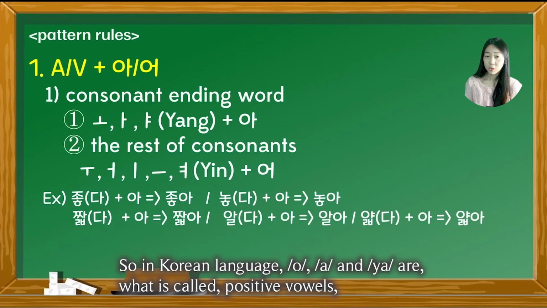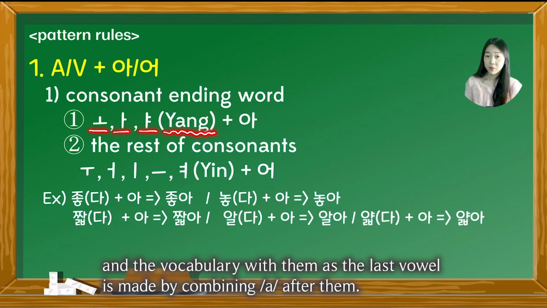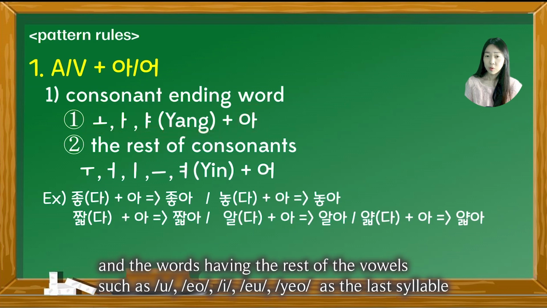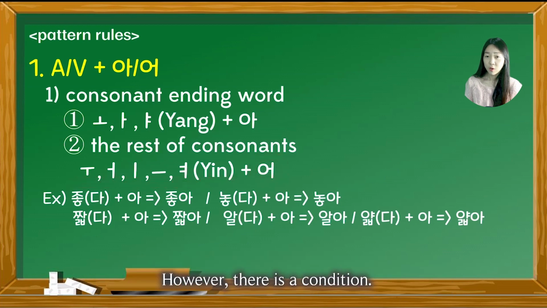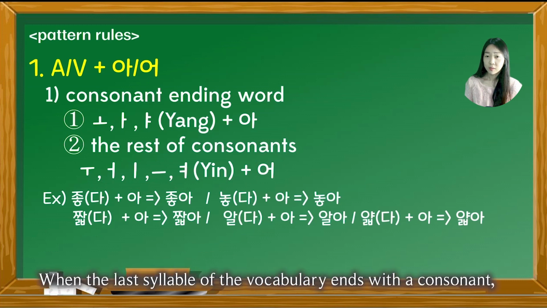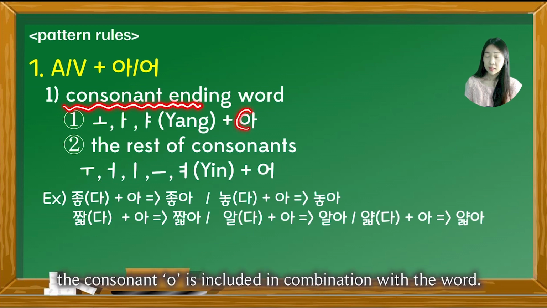So in Korean language, 오, 아, and 야 are what is called positive vowels, and the vocabulary with them as the last vowel is made by combining 아 after them. And the words having the rest of the vowels, such as 우, 이, 으, 여, as the last syllable are made by combining 어 with negative energy. However, there is a condition. When the last syllable of the vocabulary ends with a consonant, the consonant 이응 is included in combination with the word.